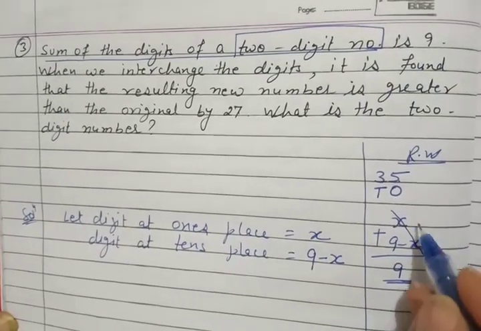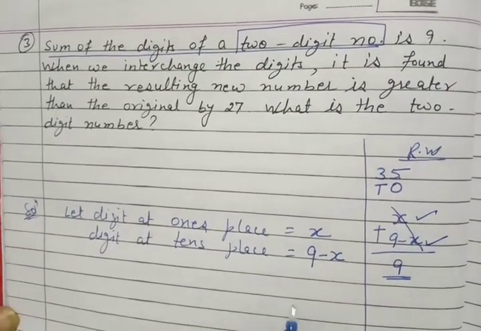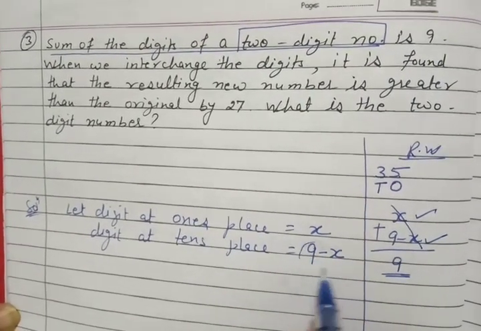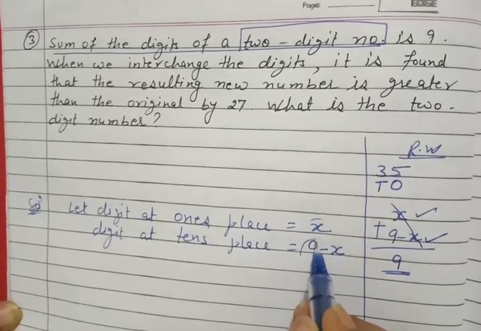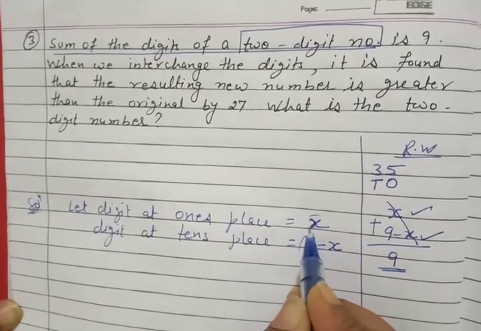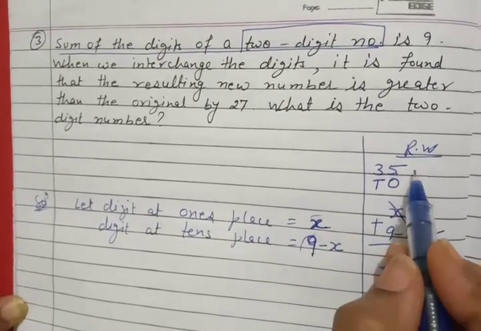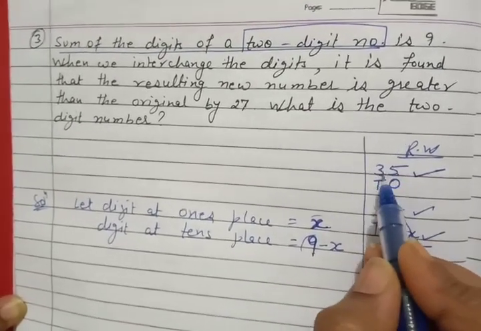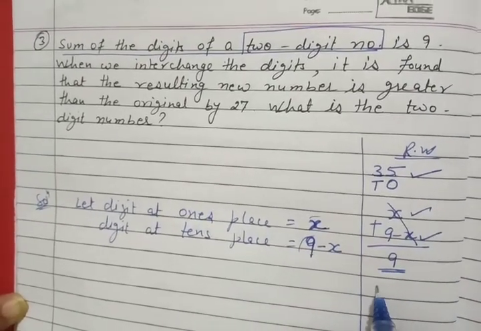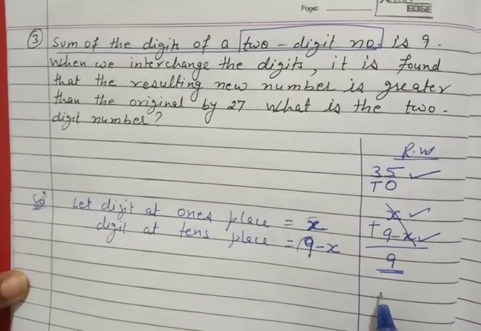So if one digit is x, the other will be 9 minus x. It is up to you. You can suppose this as ones and this as tens. So our ones digit I have supposed as x and tens digit as 9 minus x. Next step from here: 35 can be written, if you remember, in expanded form.